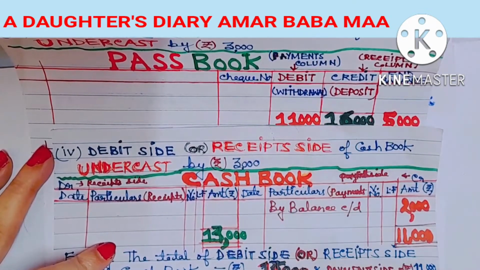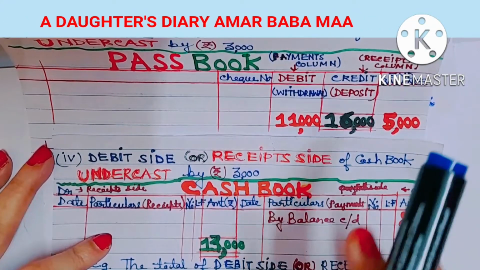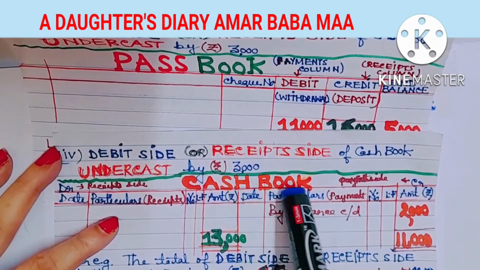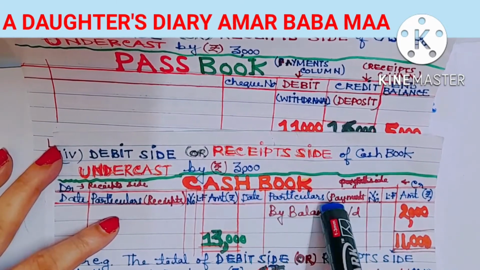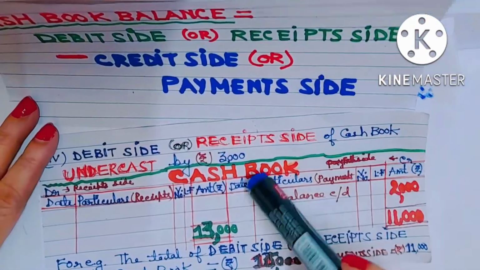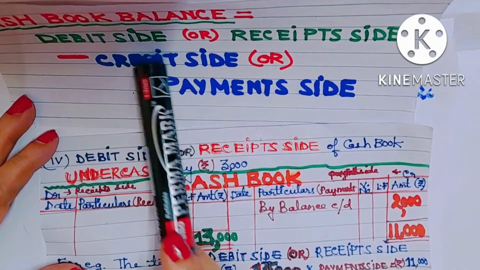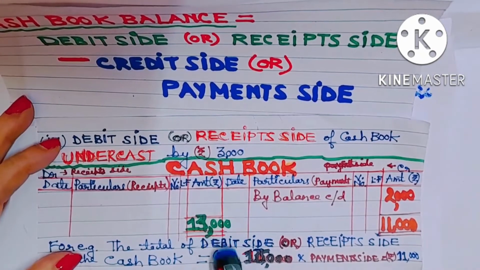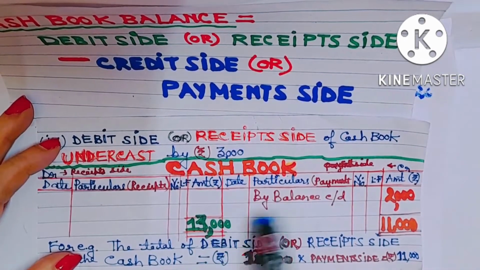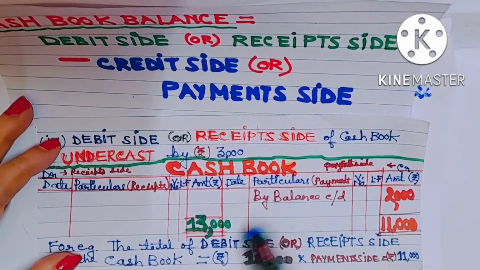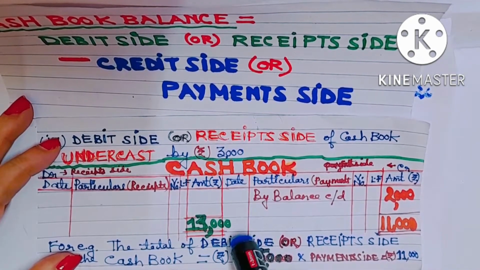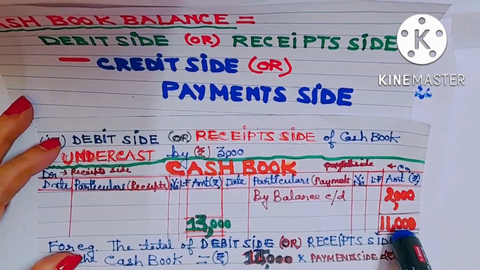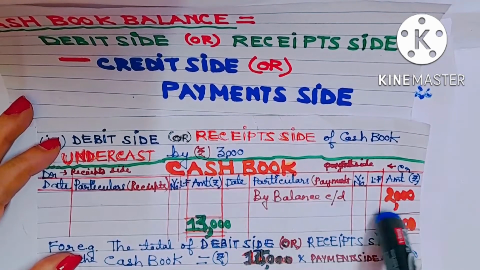So let me make you understand why we are going to add this transaction. So what is the cash book balance? Cash book balance is 2,000. So how did we get cash book balance? What is the formula of cash book balance? Let me show you. Cash book balance is equal to debit side or receipt side minus credit side or payment side. See here, debit side or receipt side is equal to 13,000 and payment side is 11,000. So 13,000 minus 11,000 will give you 2,000. This is the cash book balance.